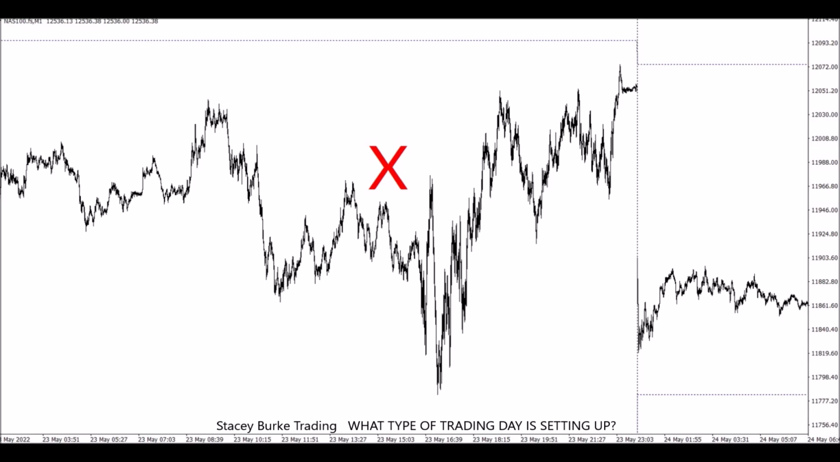I have no interest in sitting through that volatility, hoping, praying, just for 50 pips, where that stress is not worth trading.